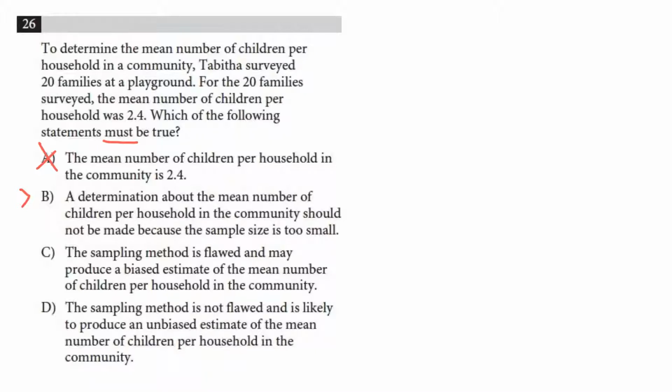C. The sampling method is flawed and may produce a biased estimate in the mean number of children per household in the community. Yes, that is true. Okay. D. The sampling method is not flawed. Okay, I'm going to stop right there. Definitely flawed. All right, C is our answer.